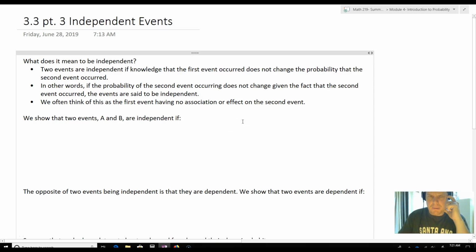So this is section 3.3, part 3, and it's on independent events. And what I wanted to do is now talk about this concept. What we've done so far is talk about some of the basic building blocks of probability.